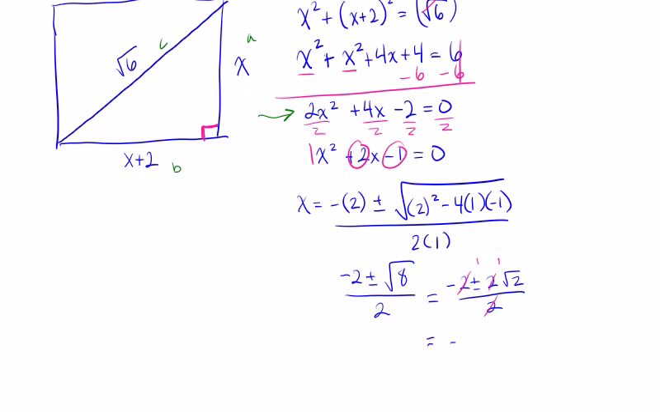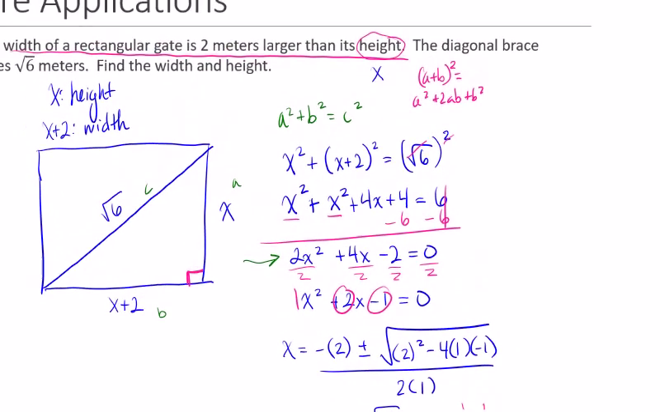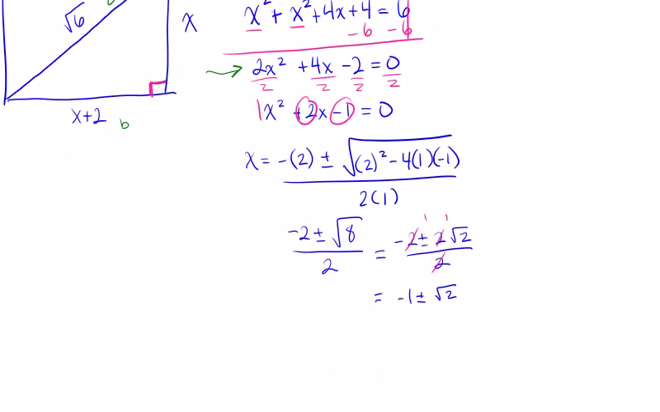So I'm going to get negative 1 plus or minus 1 root 2. Okay. And so now I have 2 possibilities. Did it say to round here? No. Okay. So I have 2 possibilities, right? One answer is negative 1 plus root 2. And the other answer is negative 1 minus root 2.